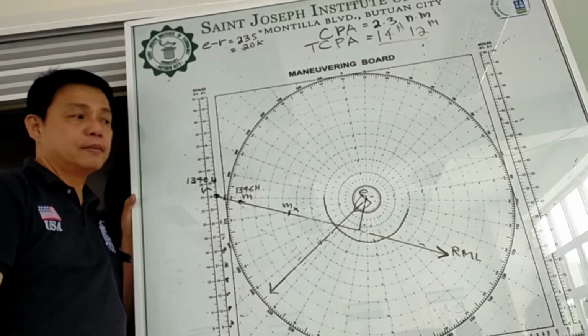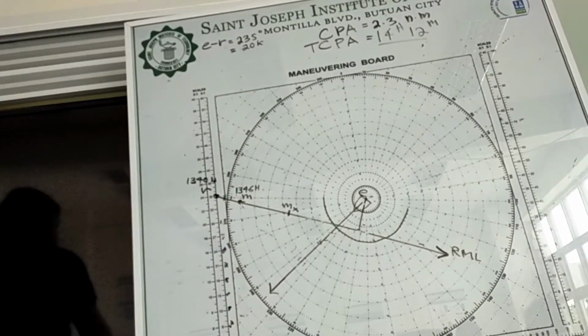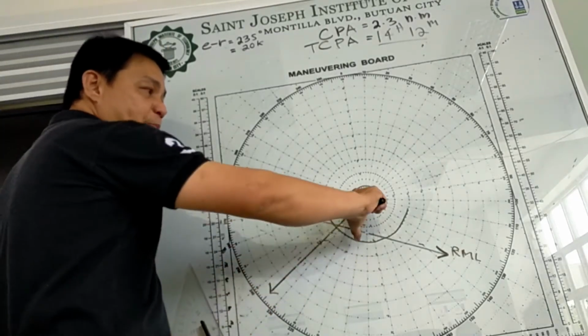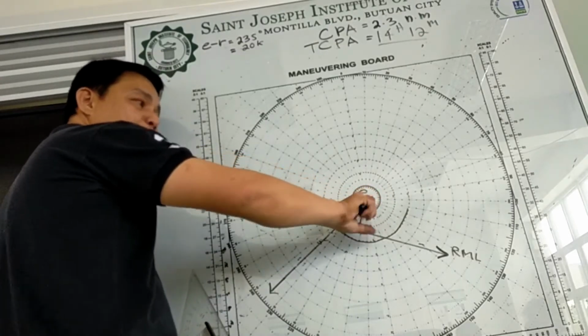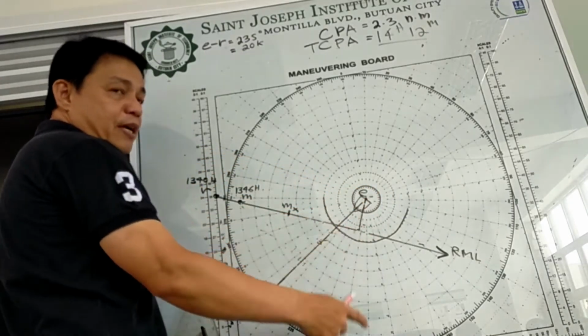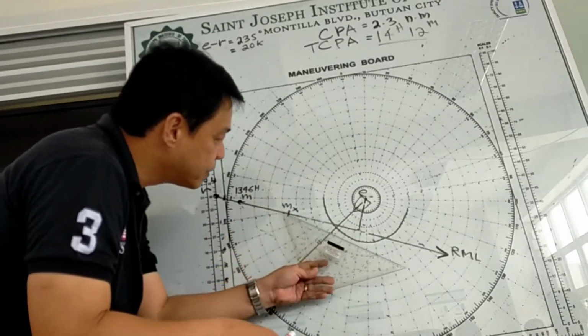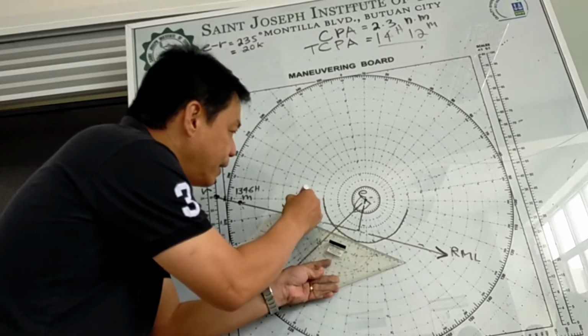Okay? So, next thing to do is to draw a line tangent to the CPA, the company policy of 3 miles. So, itangent mo from MX, itangent mo diha, and then you draw a line.